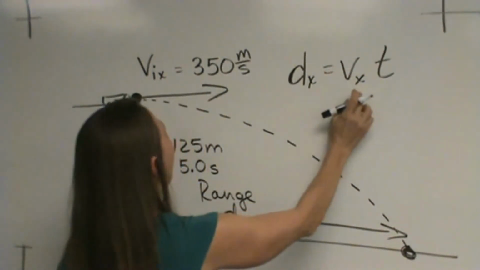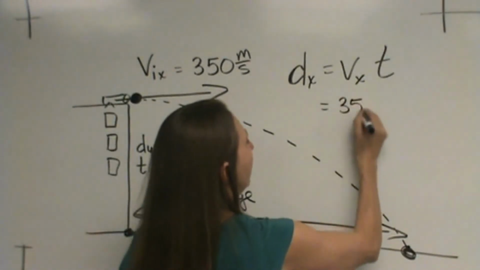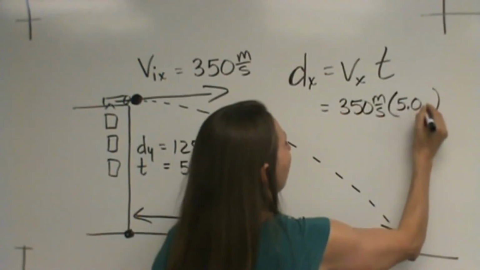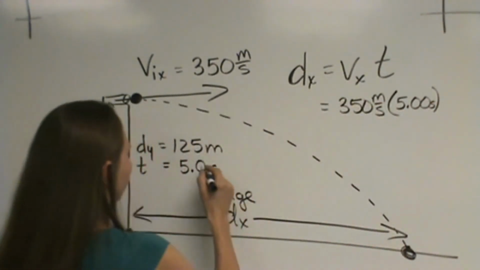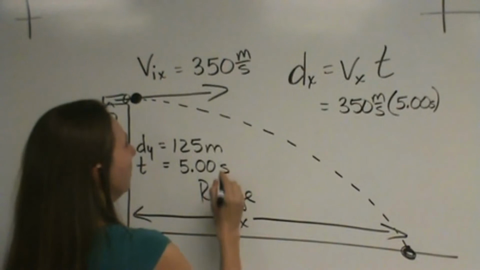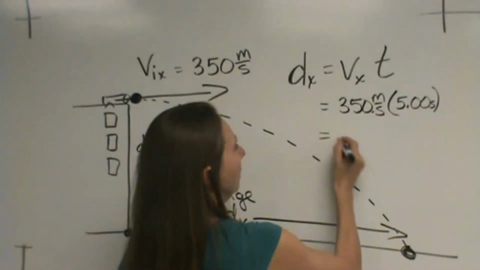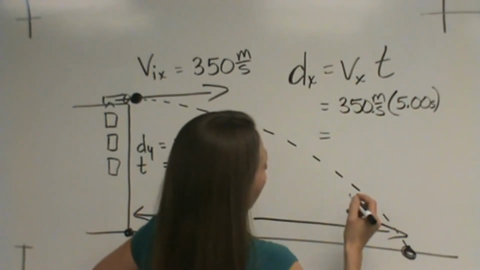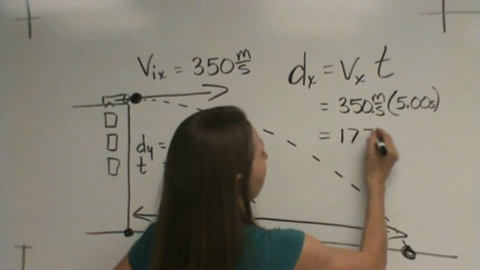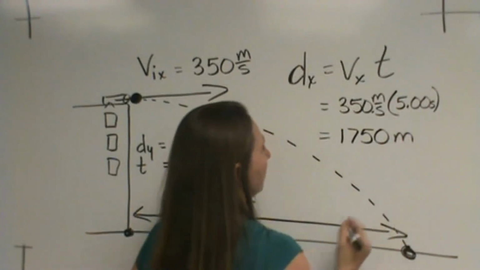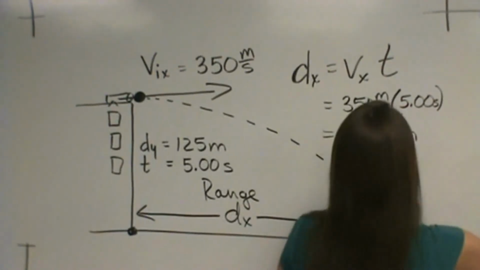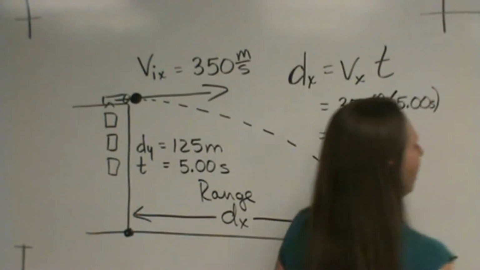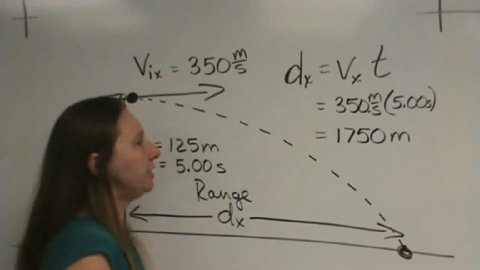All right? So we've got 1,500 and 250, 1,750 meters. All right, I'm just going to double check my math off on the side here. 350 times 5, 1,750, yeah. 1,750 meters is the range of that cannon. In other words, from the base of the building to the spot where the cannonball hits the ground, along here, is exactly 1,750 meters.